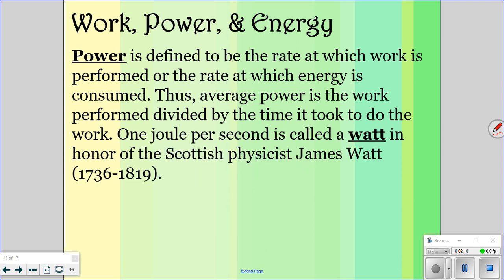1 joule per second is called a watt, and it's in honor of the Scottish physicist James Watt, that was born in 1736 and died in 1819. So if you're noticing a trend in science and in math as well, if you create or invent something, usually it gets named after you. So if you want your name to live on, go create or invent something in science or math.